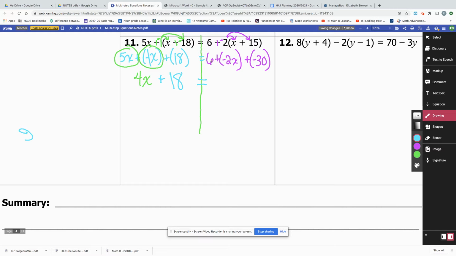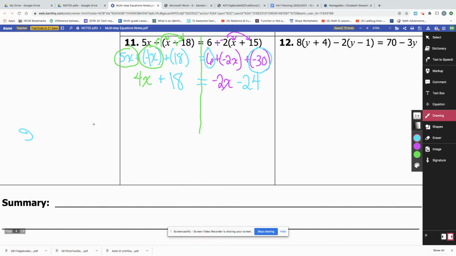On the right side, I look at my terms. I've got 6, negative 2x, and negative 30. I can't combine the variable with either one of those terms because it's a variable. But I could take the 6 and the negative 30 and combine those. So I still have negative 2 times x. And when I combine 6 with negative 30, I have negative 24. Now you can see we've got on the left side, a term with a variable, a term with a constant. Likewise on the right side.